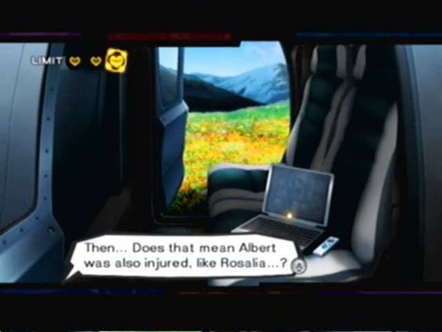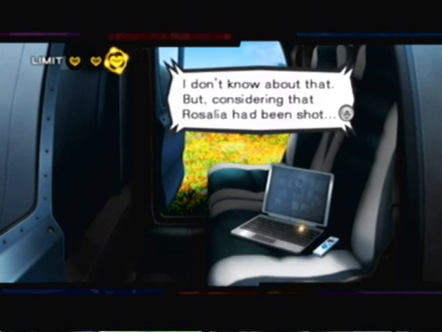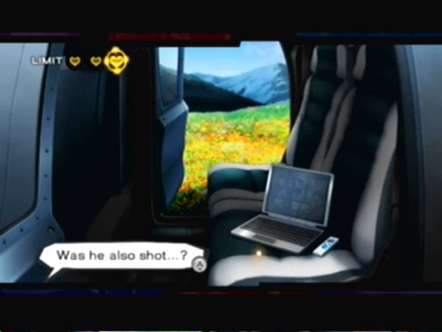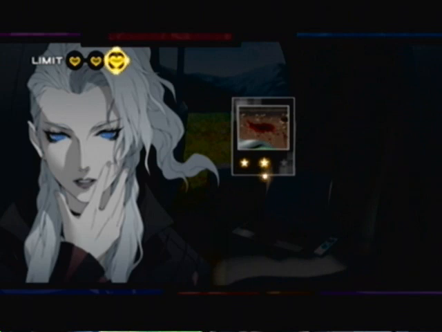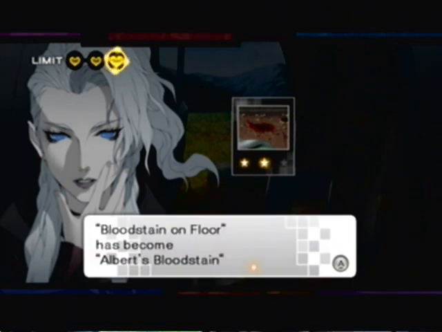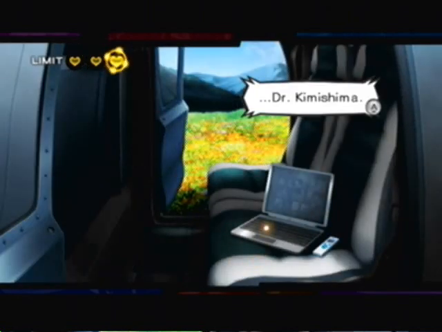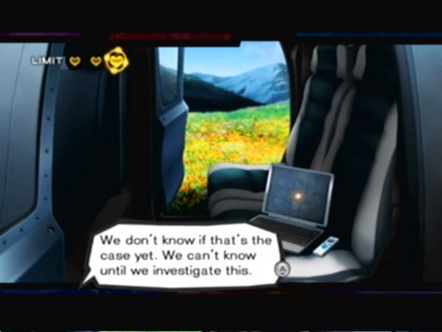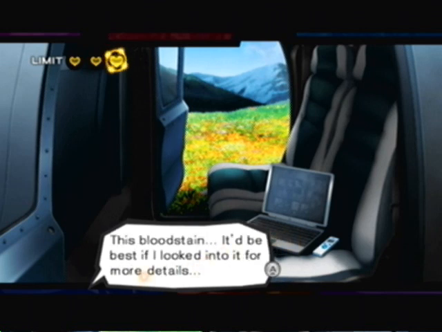Then, does that mean Albert was also injured, like Rosalia? Considering that Rosalia had been shot. Was he also shot? Dr. Kimishima, we don't know if that's the case yet. We can't know until we investigate this. This bloodstain. It'd be best if I looked into it for more details.